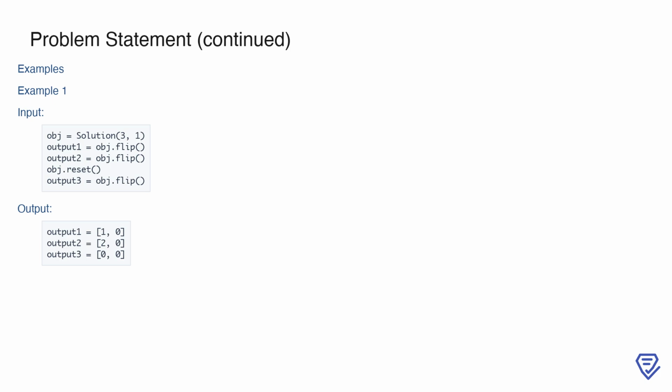Suppose we initialize an object with Solution(3, 1), creating a matrix with 3 rows and 1 column. When we call the flip method, it randomly flips a 0 to 1 and returns the position of the flipped cell. A second call to flip flips another random 0 to 1. After that, by calling the reset method, the matrix is restored to its initial state, where all cells are 0. Finally, calling flip again flips a random cell to 1. Each method call demonstrates the core functionality of the solution class.